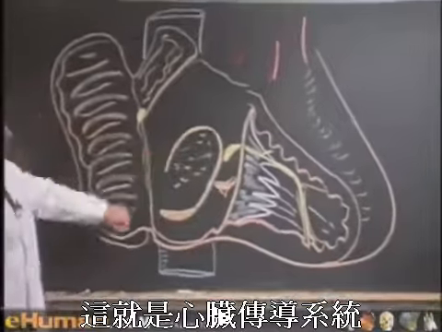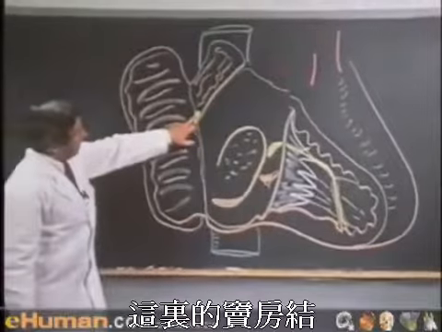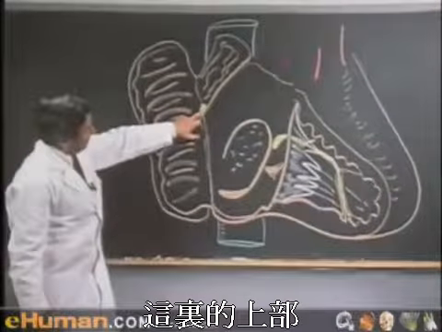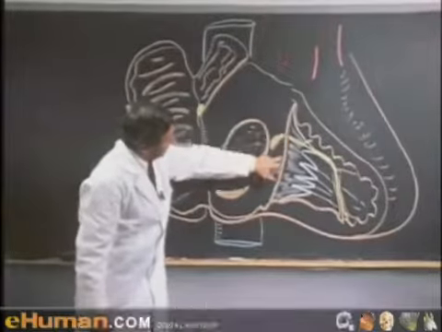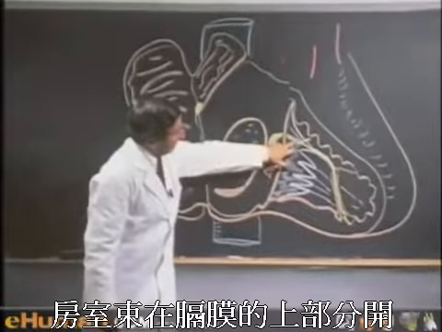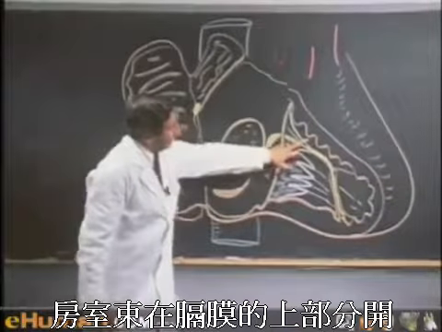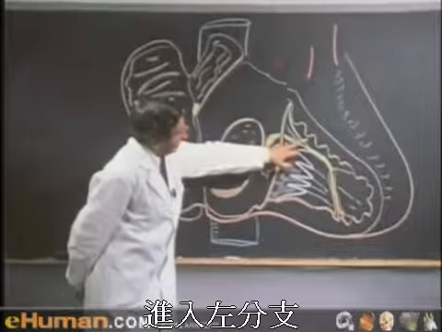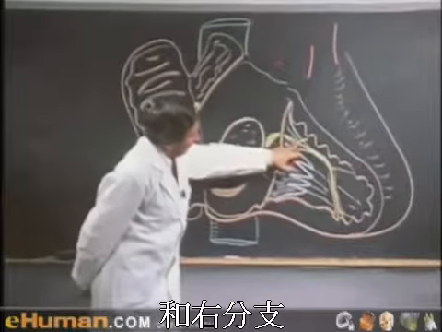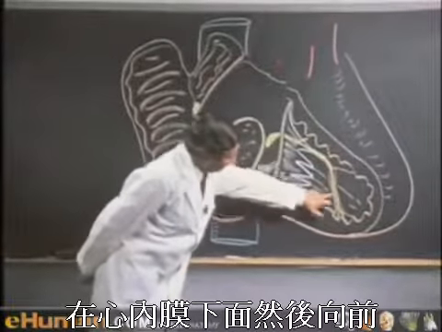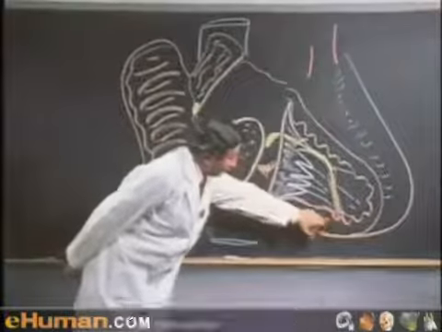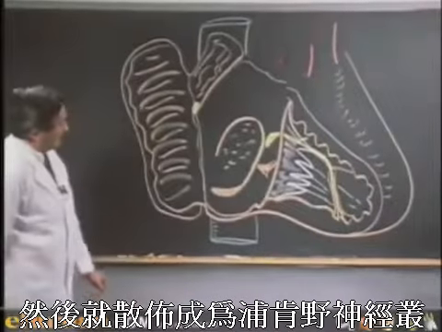So this is the conducting system of the heart. The sinoatrial node here, on the upper part of the crista terminalis, the atrioventricular node here, just close to the valve, the atrioventricular bundle, dividing on the upper part of the septum into the left branch and the right branch, and the right branch goes down the right side of the septum under the endocardium and forward on the moderator band, and then is distributed as the Purkinje plexus.